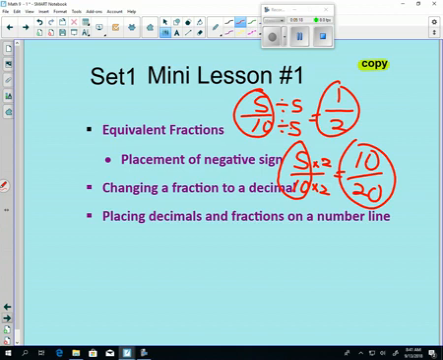Fractions, you can try and break them down to the simplest form, like here. We can break it down into this, but we can't go any further than that. It stops there. Okay.